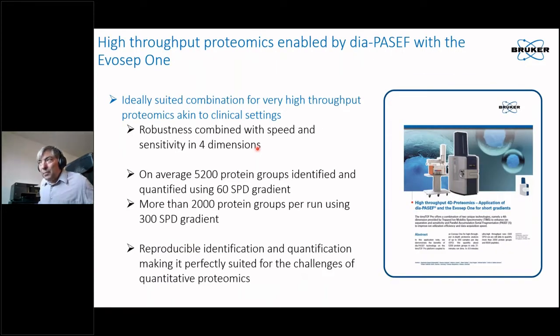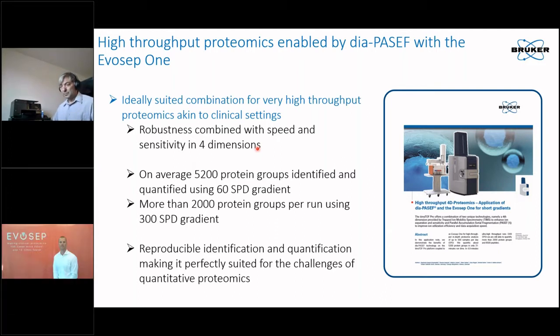So with that, I'd like to wrap it up, and you can read the conclusions yourself, but I think I've shown that we have this robustness combined with speed and sensitivity in 4 dimensions that really has a lot of promise for data independent analysis and short gradients together with the Evosep One. So thanks again to Nikolai, and I'll turn it over to the speaker.